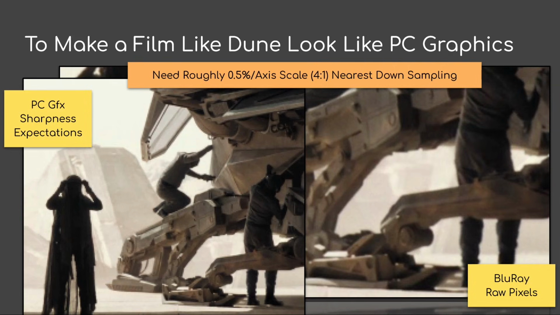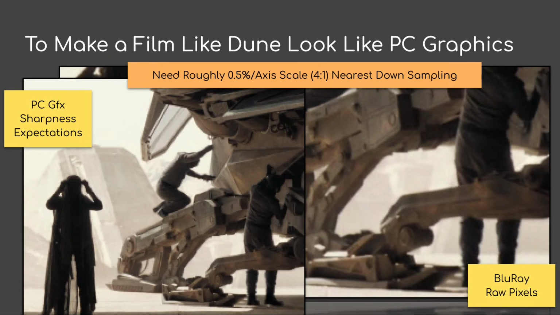So what would it take to take a film like Dune and make it look like PC graphics? Well, we can do this. We basically do a nearest downsampling where we cut each axis in half. So we're doing a 4 times area reduction without any kind of filtering. We just decimate it.